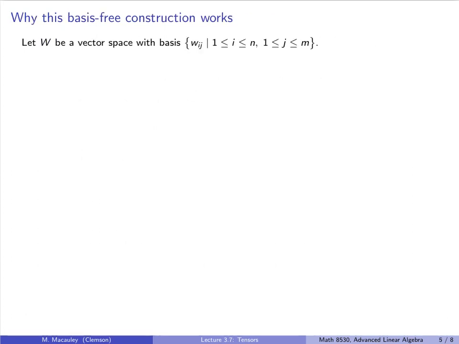Let's now verify that our basis-free construction of U tensor V actually works. Even though we didn't use a basis in the construction, we can still, after the fact, speak of a basis, say U1 up to Un and V1 up to Vm. And what we want to show is that Ui tensor Vj is a basis. In other words, that this has dimension n times m.